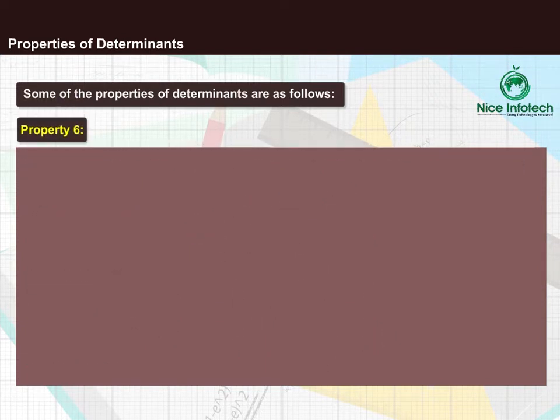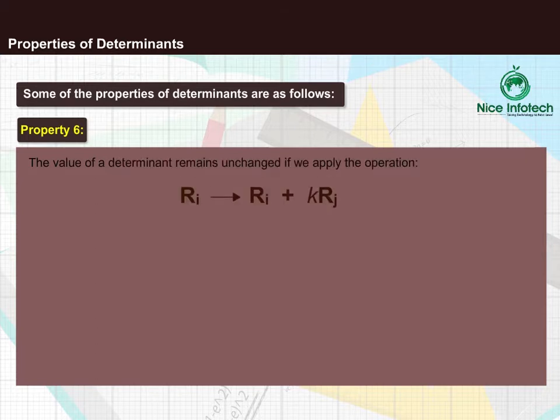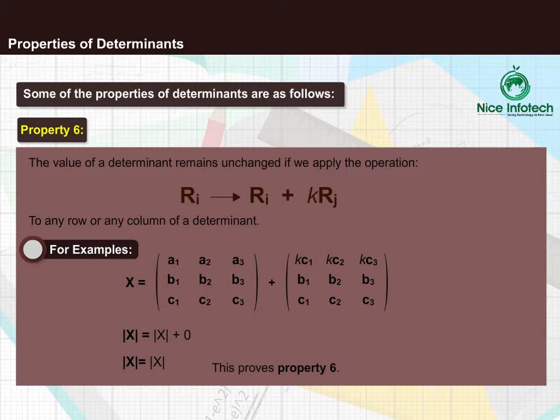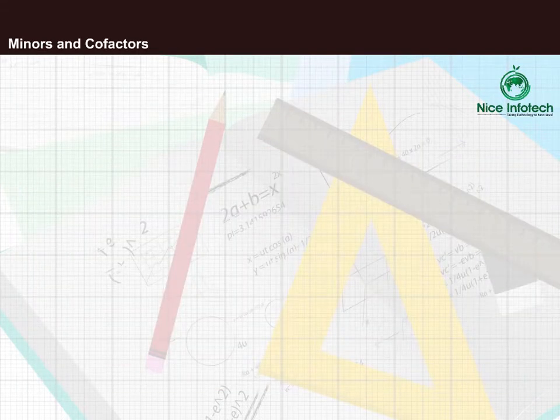Property 6. The value of a determinant remains unchanged if we apply the operation Ri changes to Ri plus k into Rj to any row or any column of a determinant. For example, X is equal to, it gives the determinant of X as 0. This proves property 6. Minors and cofactors.